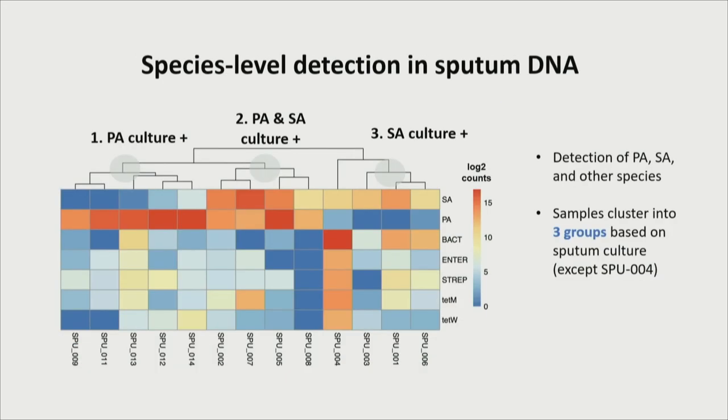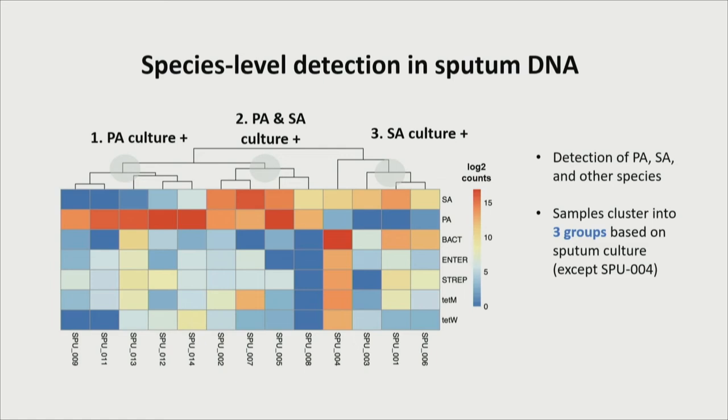Okay, so now when you apply the panel, I'm going to just walk you through this. These are patients who have only had Pseudomonas in their cultures, right? And so if you look here on the rows, these are the log read counts from the panel showing that there are Pseudomonas read counts but not staph for those cultures.